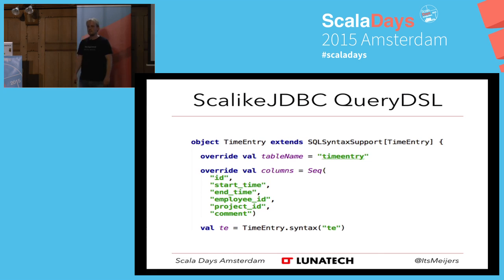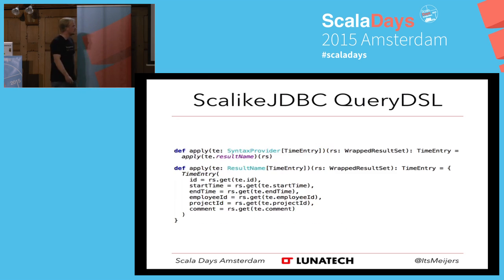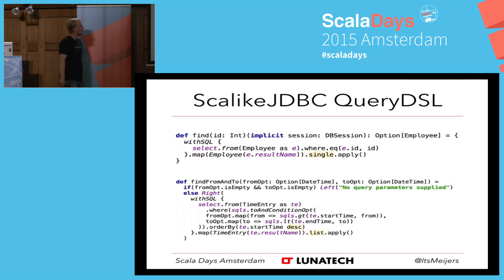And you first have to extend the SQLSyntaxSupport trait. And then you have to override some values like the table name and the columns. And then you have to also supply some syntax that you will be able to use in your functions. And you have to create 2 apply methods so that ScalikeJDBC knows how to turn your SQL results into actual objects of your case classes. All pretty simple. And that will allow you to write functions like these.